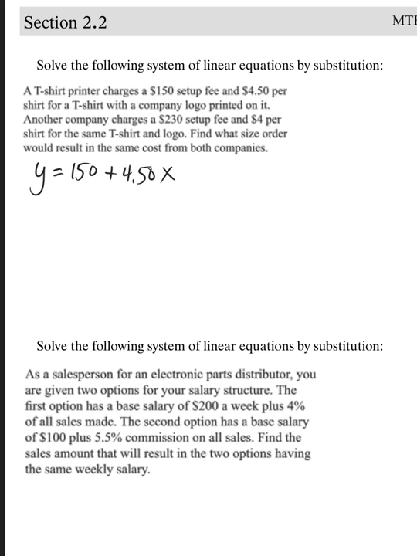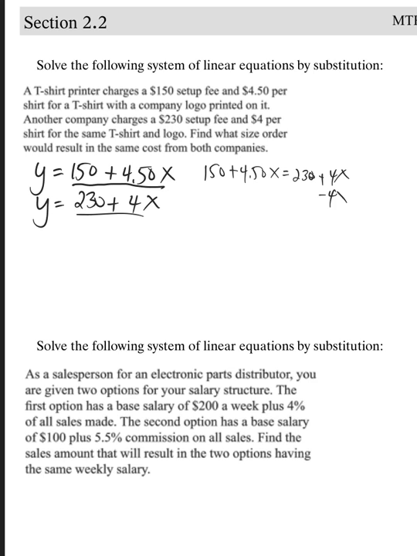The second one is a second t-shirt company, $230 setup fee, $4 per shirt for the same t-shirt and logo. Find what size order would result in the same cost from both companies. Well, we have the cost here for whatever many shirts for the first company. We have the cost here for however many shirts from the second company. We're trying to find the equilibrium where they cost the same. So we have to set them equal to each other. 150 plus 4.50x is equal to 230 plus 4x.